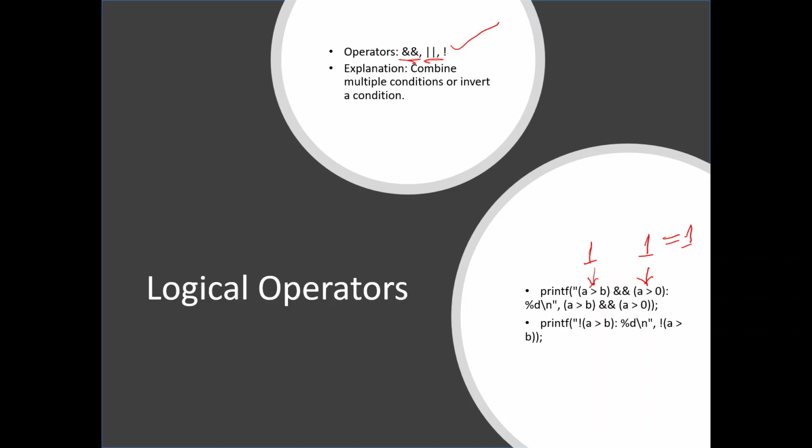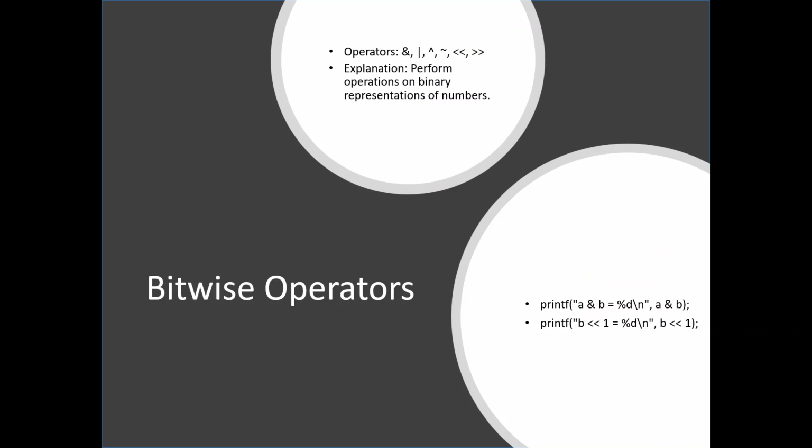Similarly here, a greater than b, NOT. This will return 1, and NOT means what? It will return 0. So it will print 0. This is how we can use logical operators in C programming.